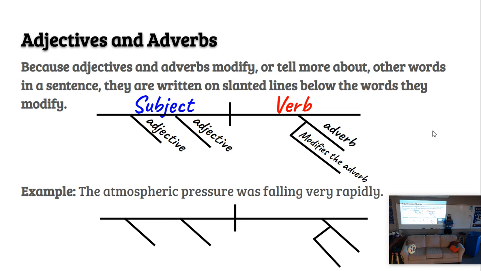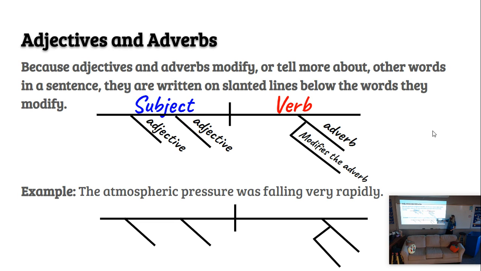How about our verb? Where's our verb at in this sentence? Diana! Close. You got part of it. Was falling. We, my friends, have a verb phrase. So we've got a helping verb and an action verb. Together they make the verb phrase was falling. Now, we'll get to that in a second.